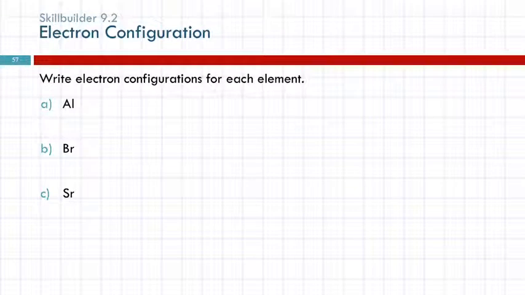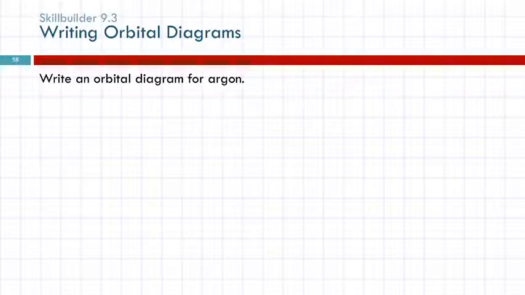Okay, so write an orbital diagram for argon. Orbital diagrams are the boxes with the arrows. Electron configurations are the letters and numbers. So orbital diagram for argon. Well, how many electrons does argon have? 18. What period of the periodic table is argon in? The third period, right? So I can predict by looking at its position in the periodic table that it's going to have up into the 3p orbitals, right? So when I start drawing my boxes for my orbital diagram, I'm going to have to go all the way up to 3p.